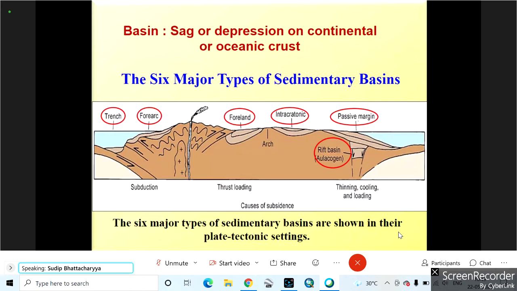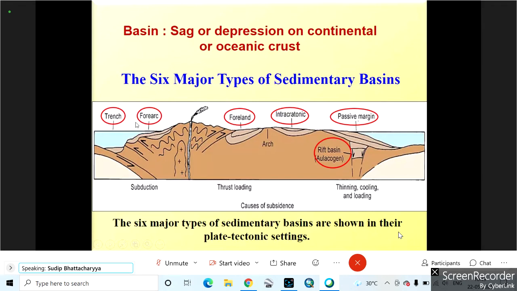These basins are related to the setup of plate tectonic settings. The divergent margin, the convergent margin, everything. And about that, we know that six types of major sedimentary basins are there.